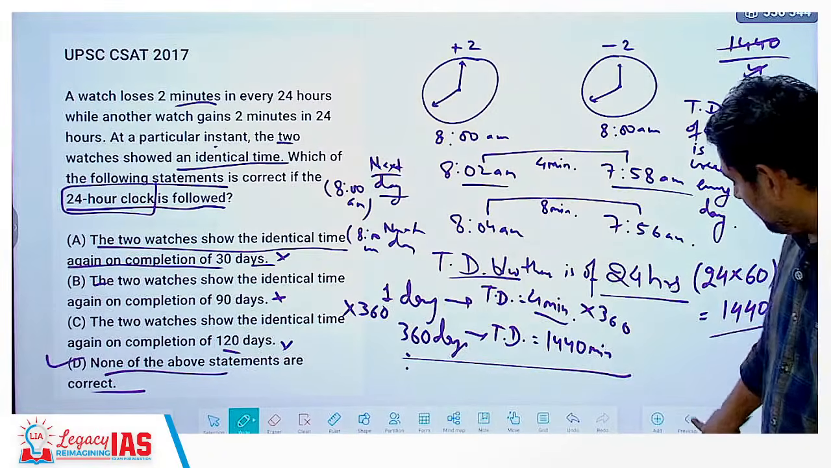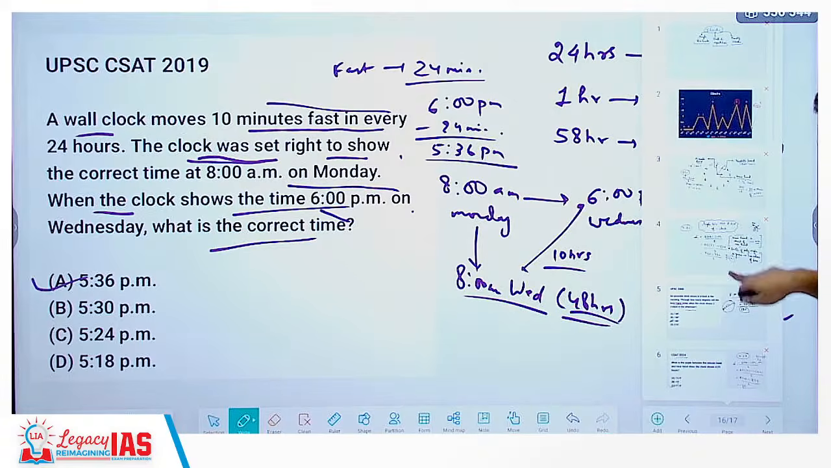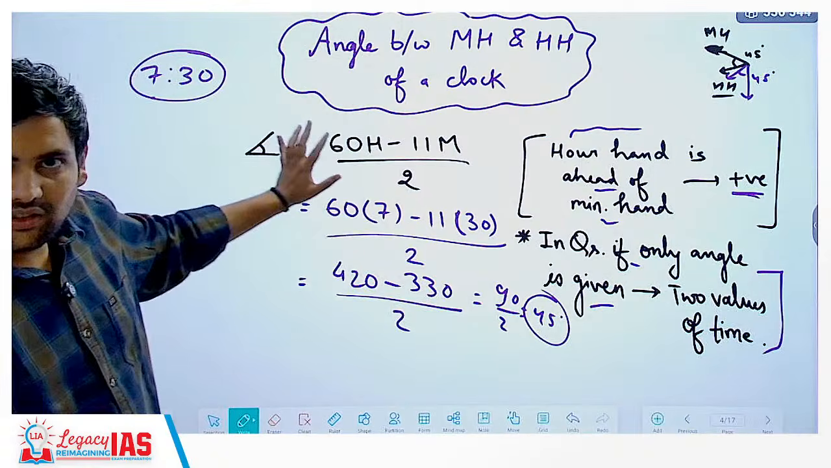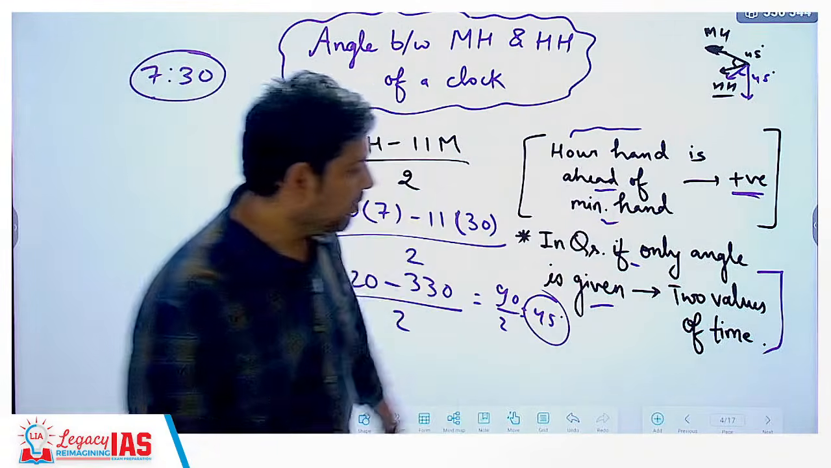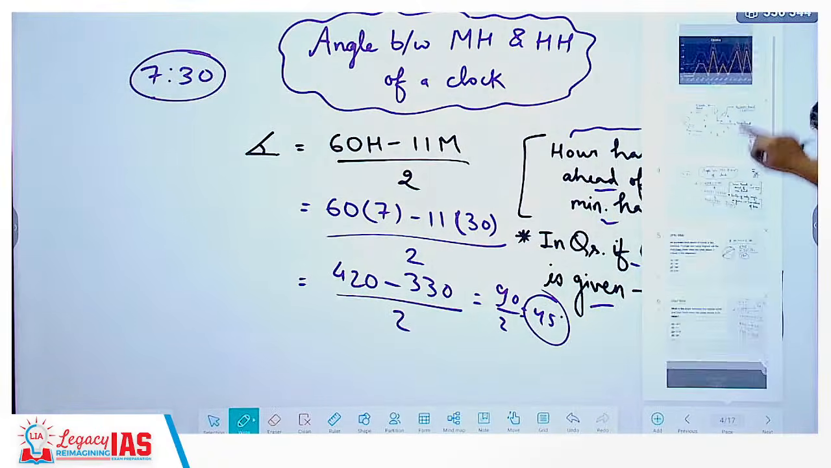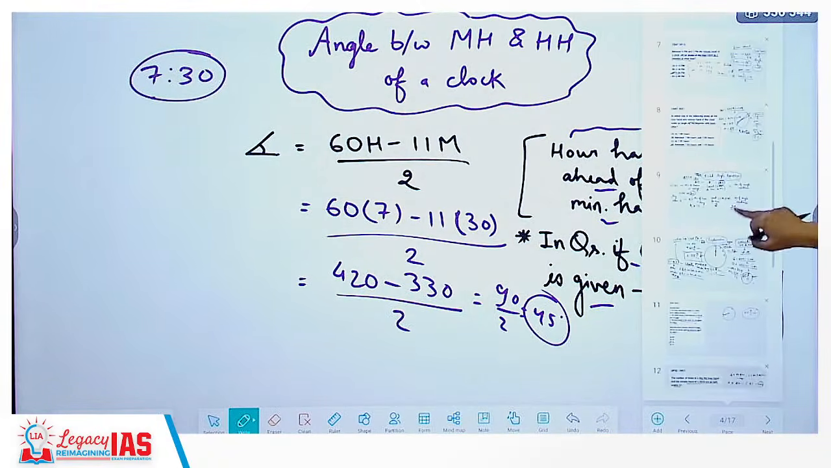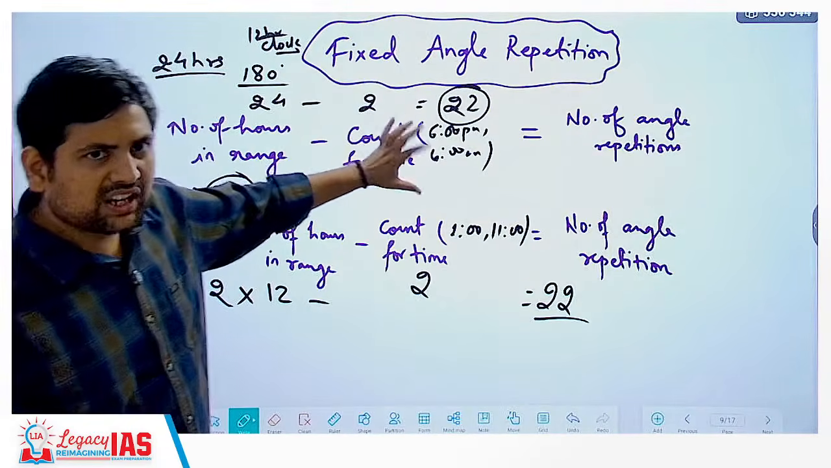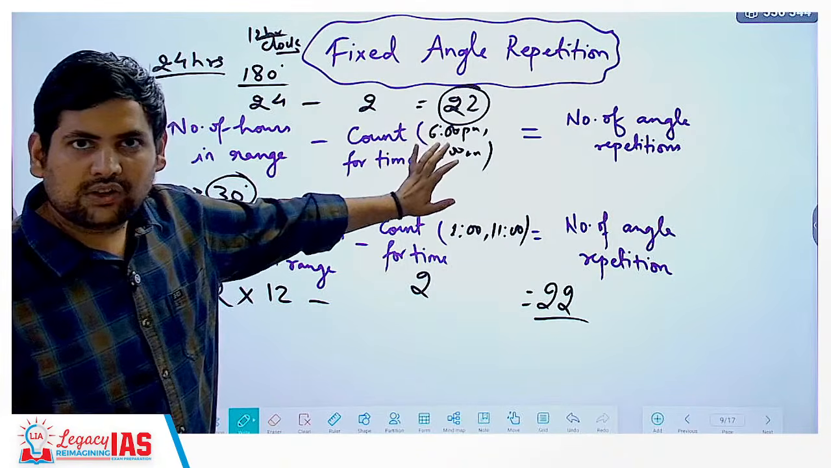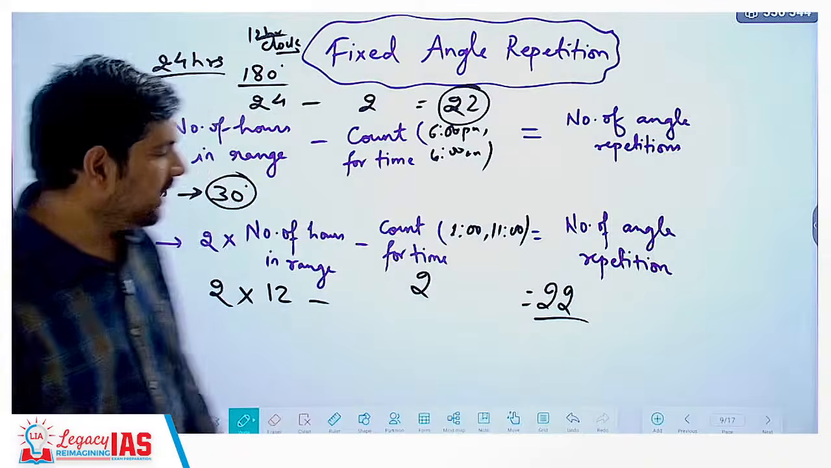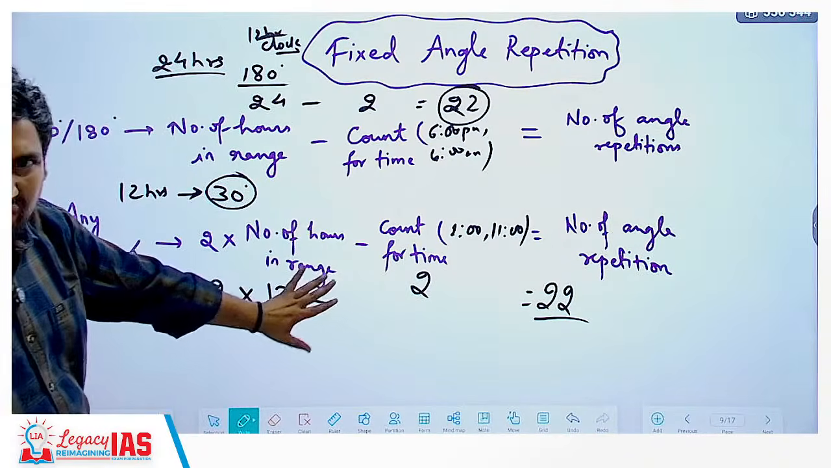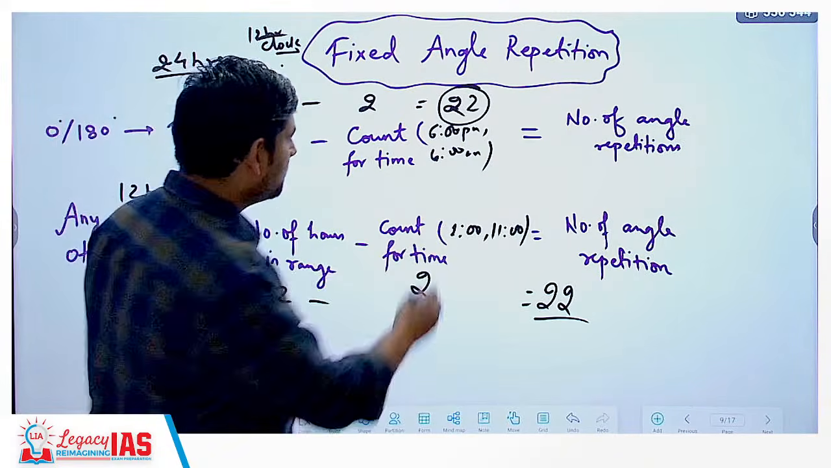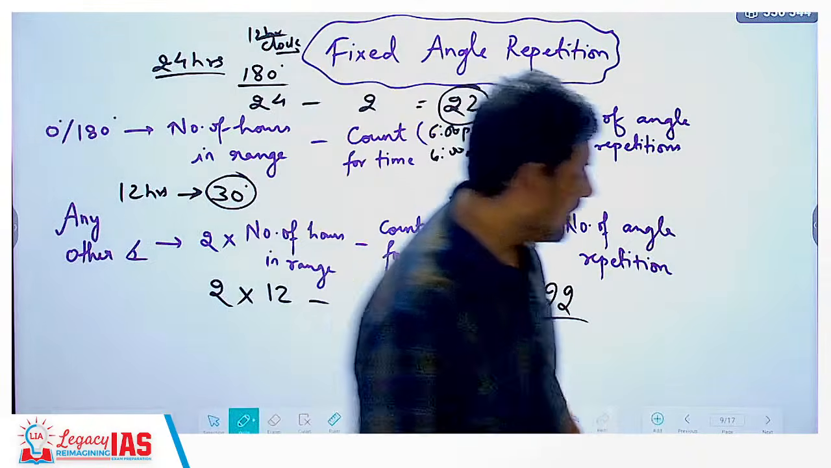Okay, so ultimately when you are revising this chapter, what do you have to revise? First, of course, the questions. Otherwise, this is one formula and these two note points. After this you will directly revise this part. For 0 or 180 degrees, number of hours in range minus count for the perfect times when you have that particular angle gives you the number of angle repetitions. For any other angle, 2 into number of hours in range minus count for the time, whenever you have, let's say this was for 30 degrees, that will give you the number of angle repetitions.